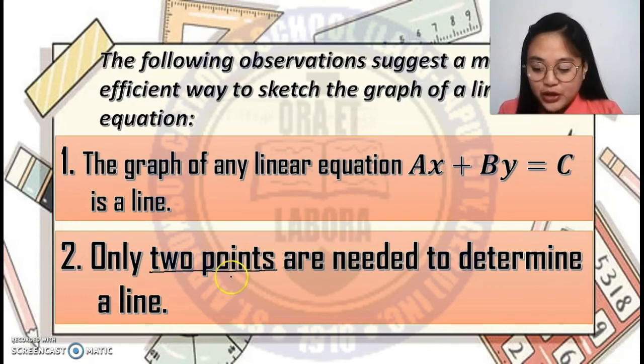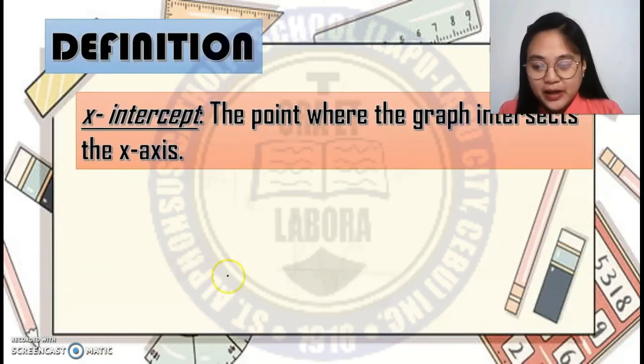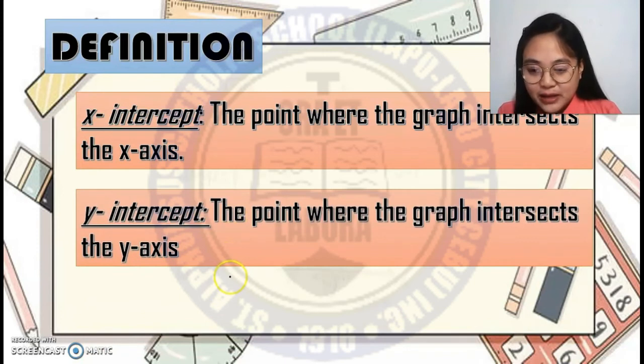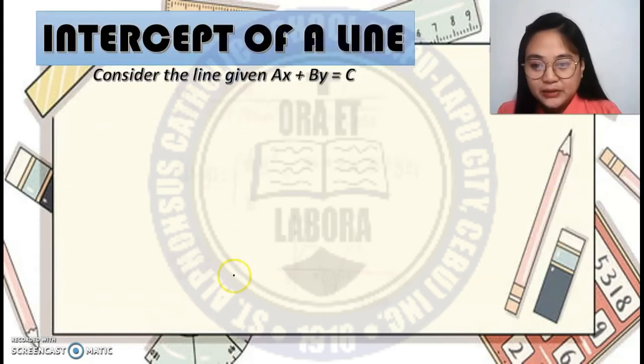The 2 points that are usually convenient to use are the points at which the line intersects the x-axis and the y-axis. These 2 points are called x and y intercepts. So by definition, the x-intercept is the point where the graph intersects the x-axis, while the y-intercept is the point where the graph intersects the y-axis. So, intercept of a line.